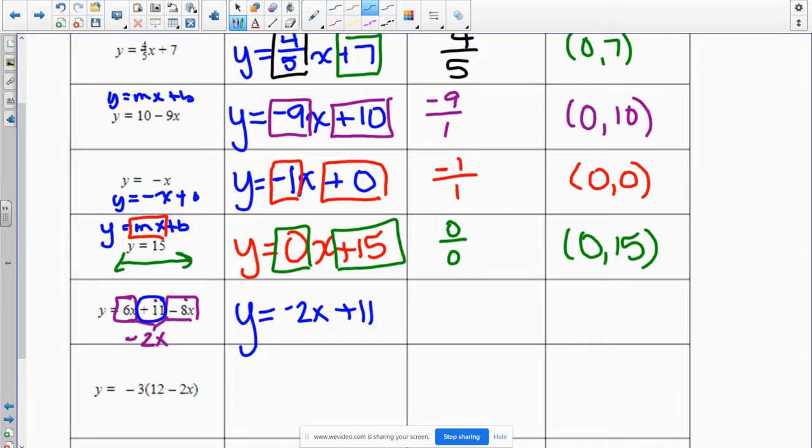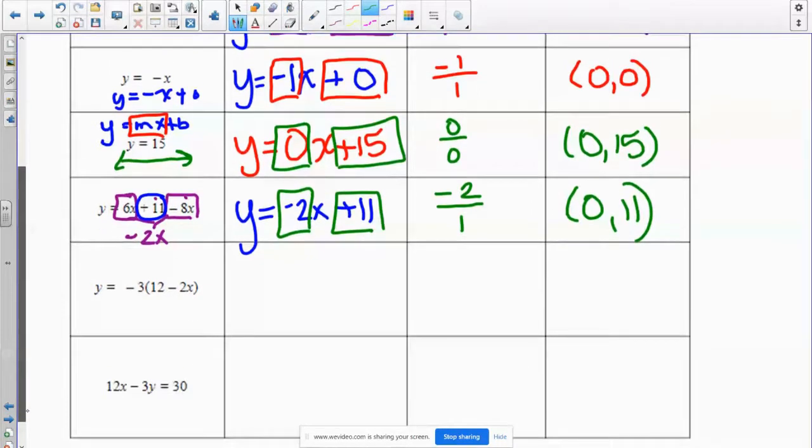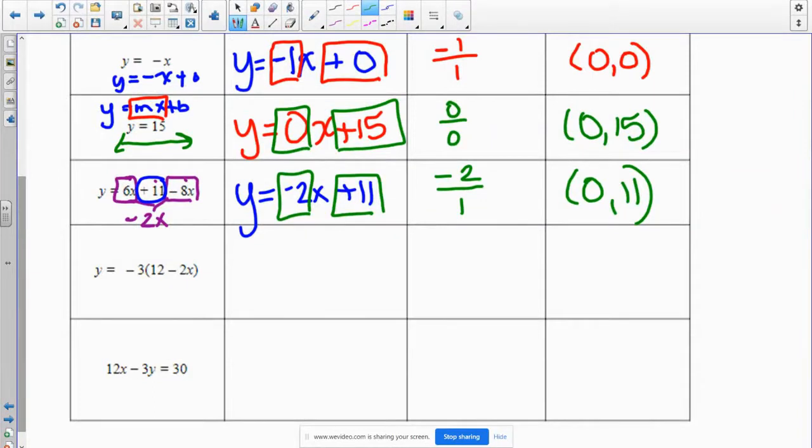So going through this, here is my slope, right? That is in ratio, so it's negative 2 over 1, and we're going to put that over 1. And then our y-intercept is the last term, so that's at 0, 11. And the final couple examples here.